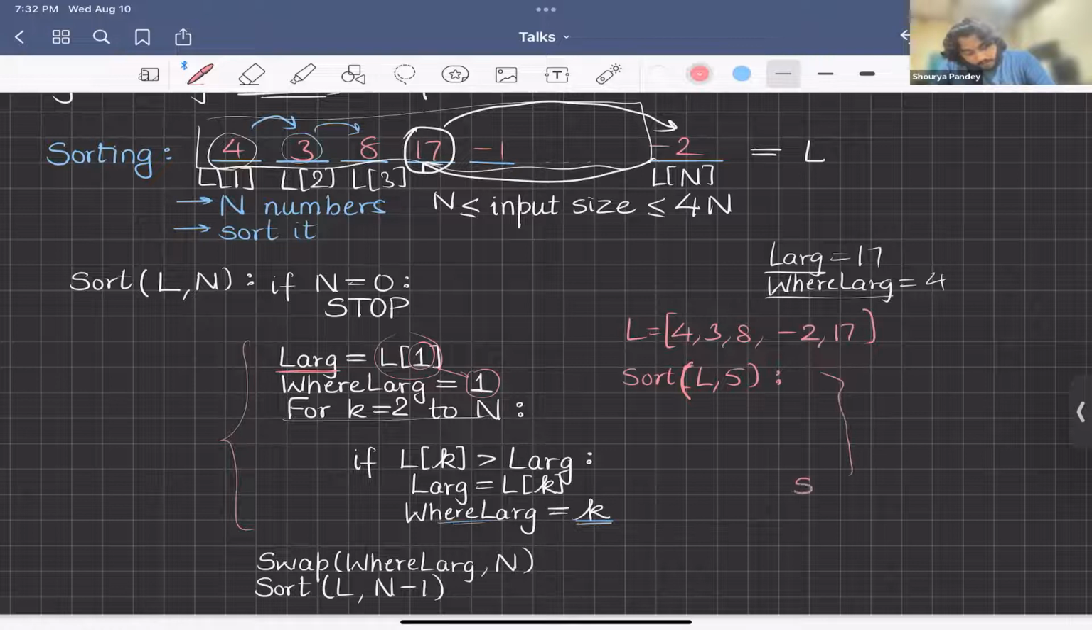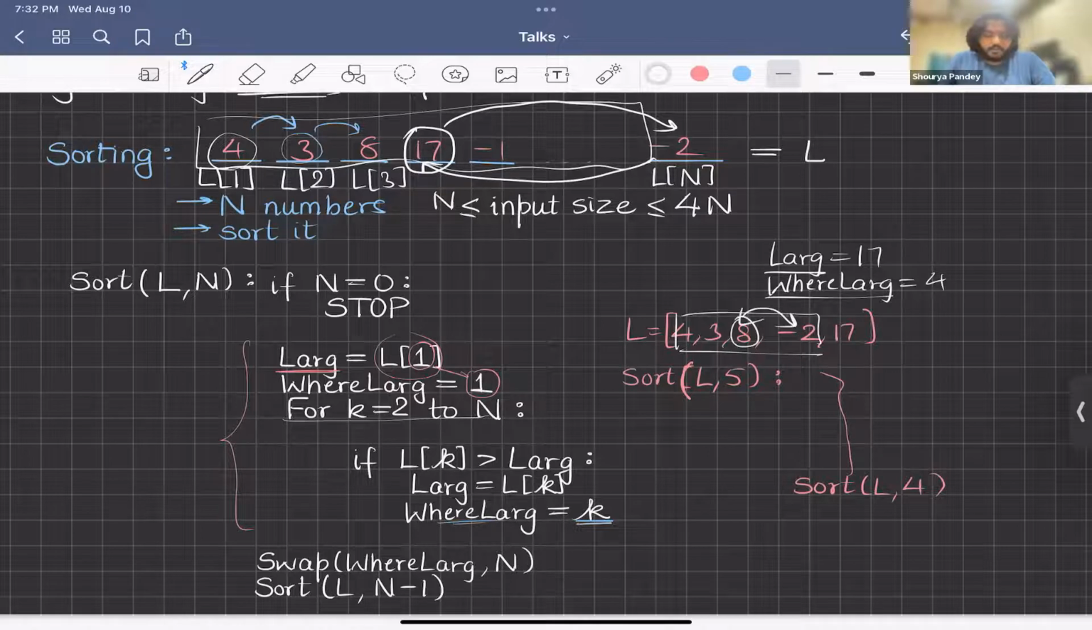And then after doing all that, I will now call sort of L and 4. What does that do? It sorts these elements. Again, this is the largest, so this will swap these two, etc. Then this will become 8 and minus 2, and then this becomes minus 2 and 4. This doesn't do any swapping, and that's it. Basically, I'll end up with the list being sorted.